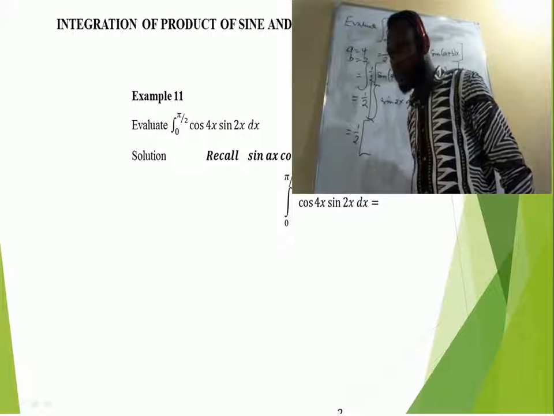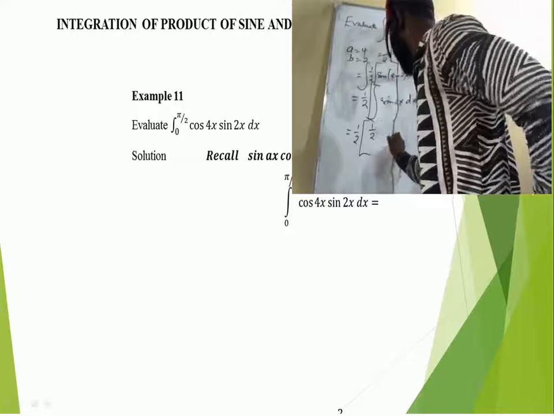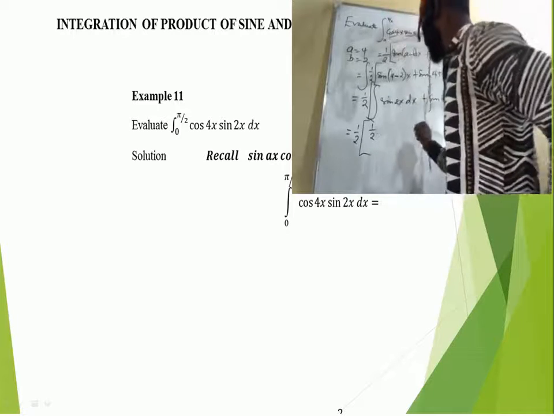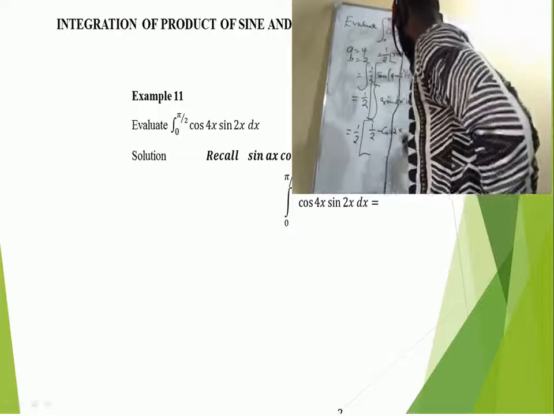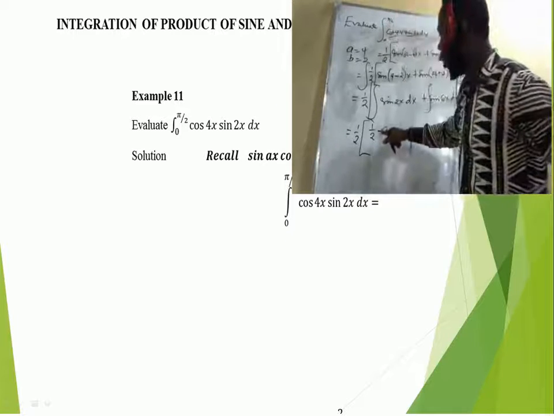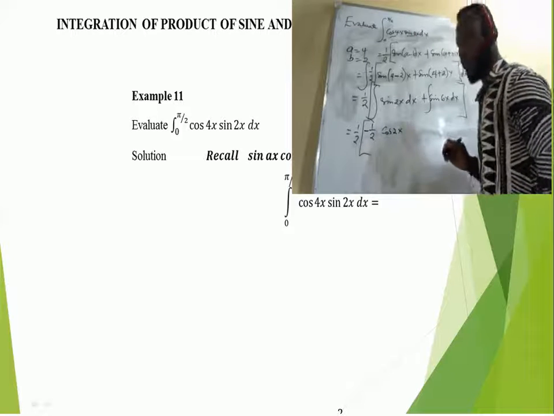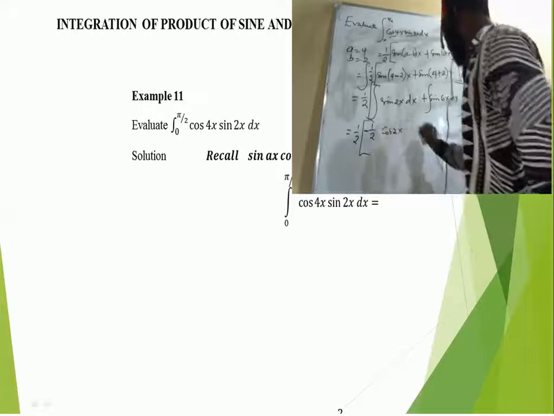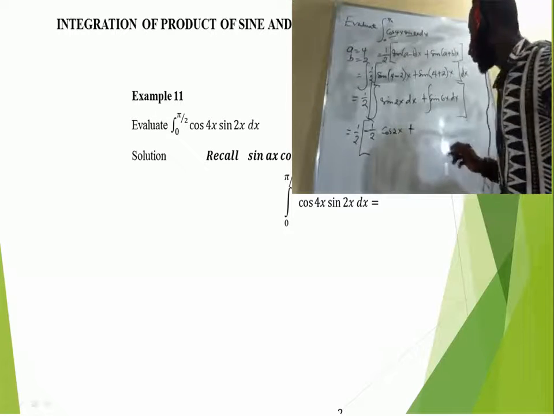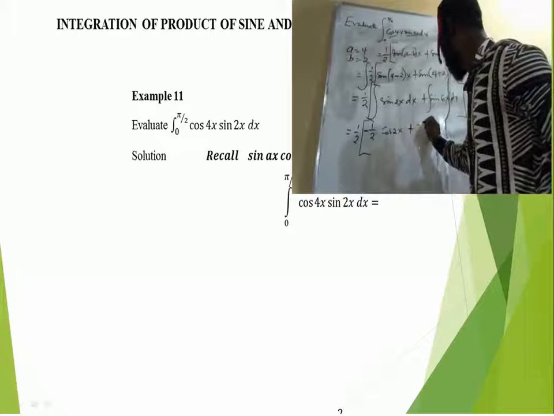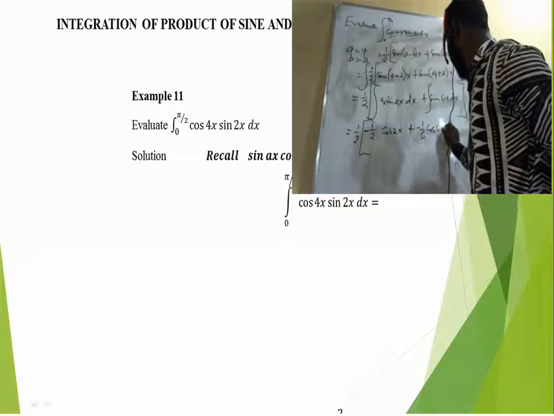1 over 2 minus cos 2x. But this minus will not be here. You bring this minus to the front of this 1 over 2. Then plus, if we integrate this, it will equally give us minus 1 all over 6, then cos 6x.